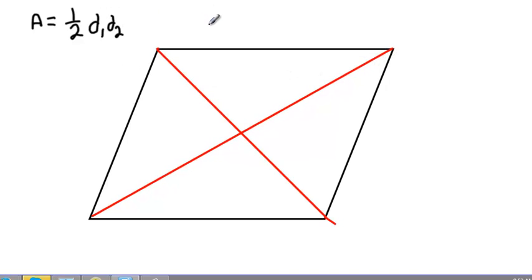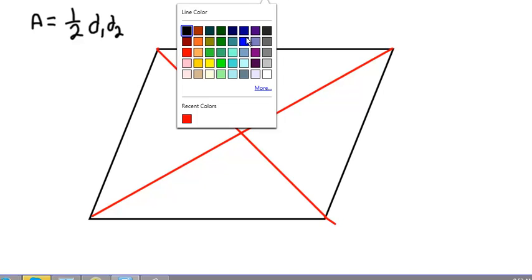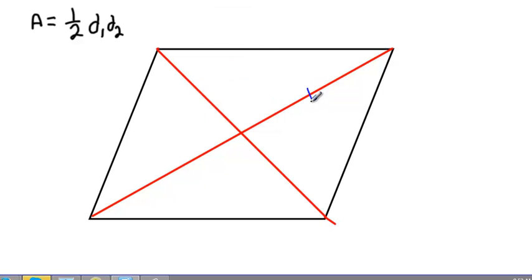Now we also need to make sure we understand that diagonals of a rhombus bisect each other. So these bisect each other, which tells us that this line segment is congruent to this line segment, and this line segment is congruent to this line segment. We also know, since they bisect each other, that they form right angles here.